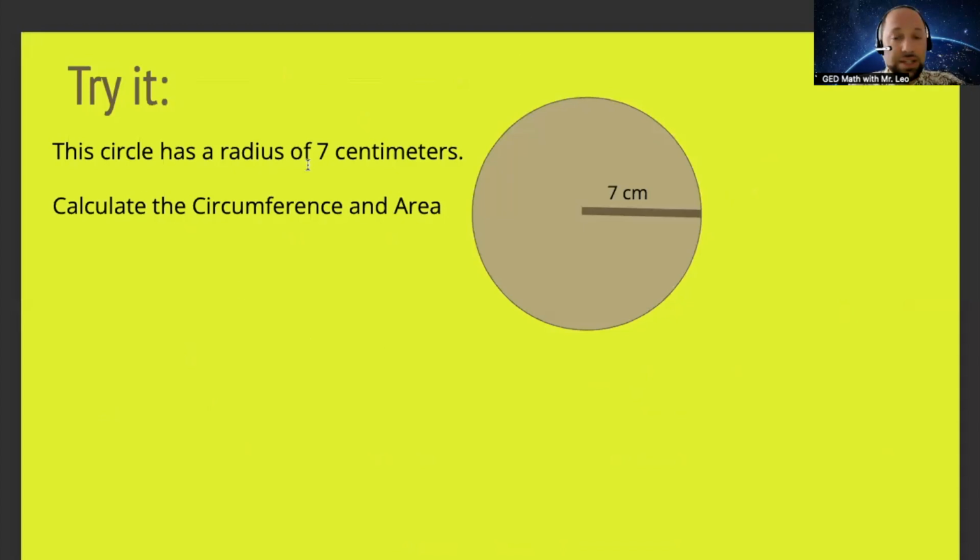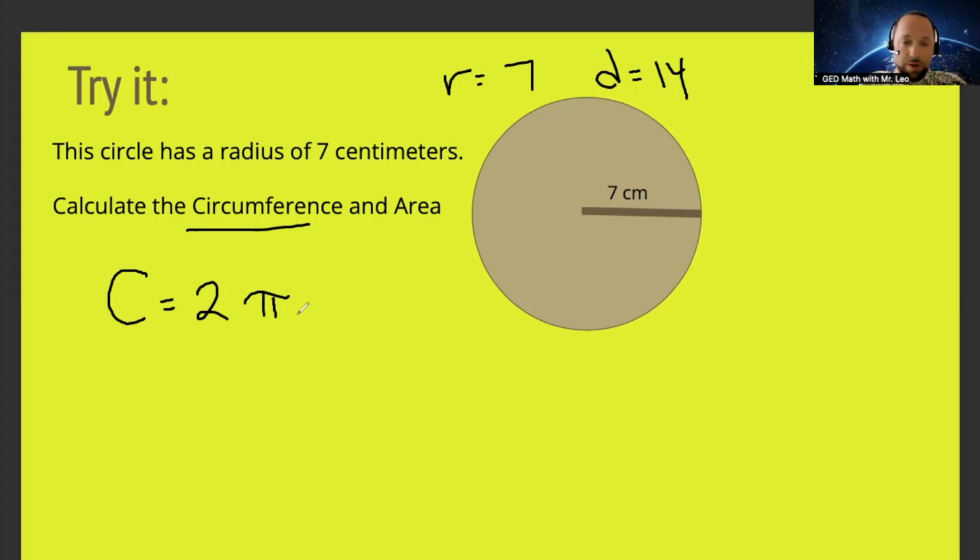Let's try it. This circle has a radius of 7 centimeters. Calculate the circumference and the area. Okay, radius is 7, diameter is 14. Let's start with circumference. Since they gave us radius, I'll use the radius version. C equals 2 pi r. Let's plug in what we know. 2 is 2. Pi, what is pi? Right now, today, we're using 22/7. Okay, I'll put that in parentheses. And our radius is 7.